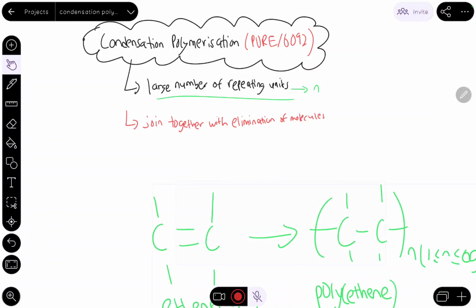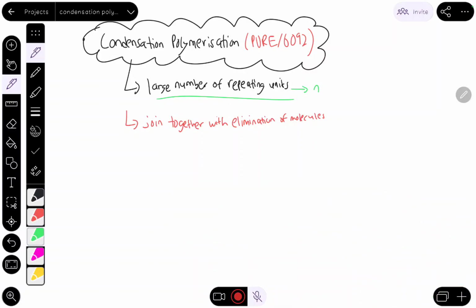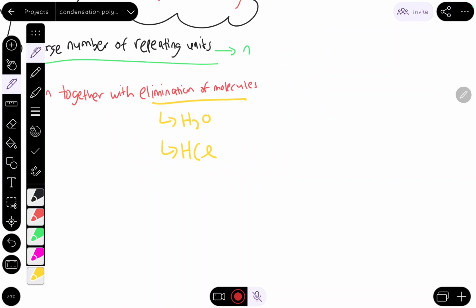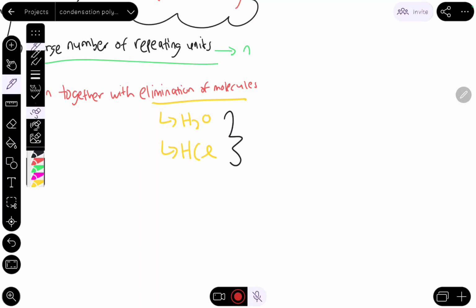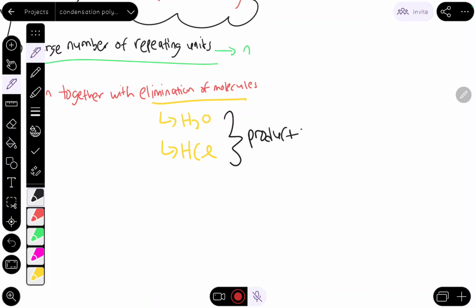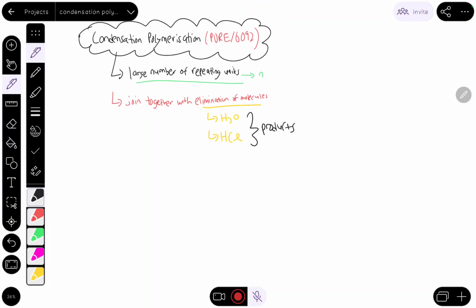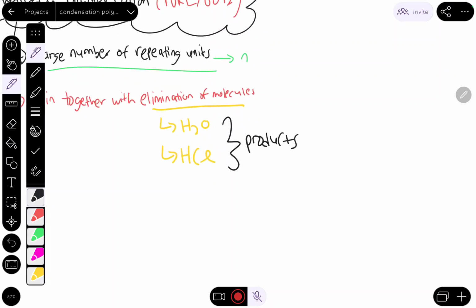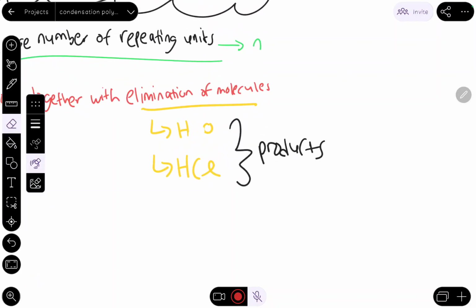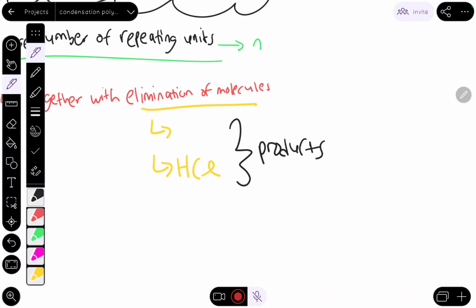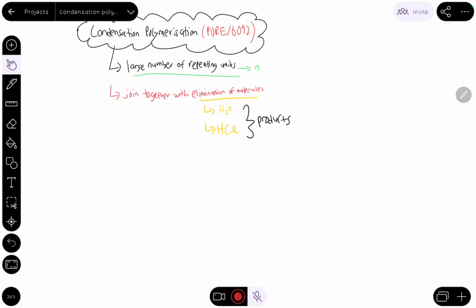Now what does the second sentence mean? Join together with elimination of molecules. Some examples are water and hydrogen chloride, HCl. These two are your products in condensation polymerization. This is the important part: they will join together by eliminating molecules like water and HCl, and these are known as your products.